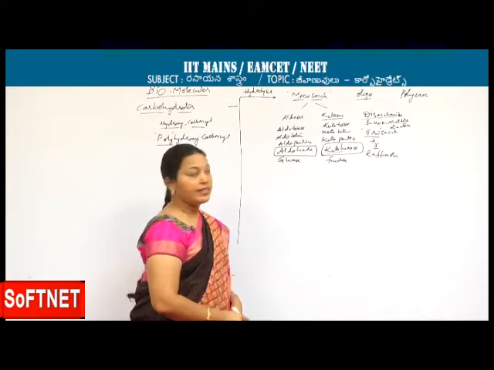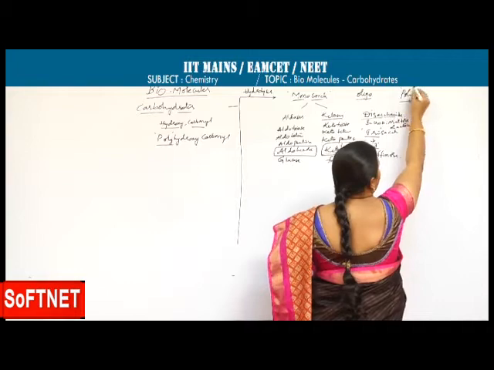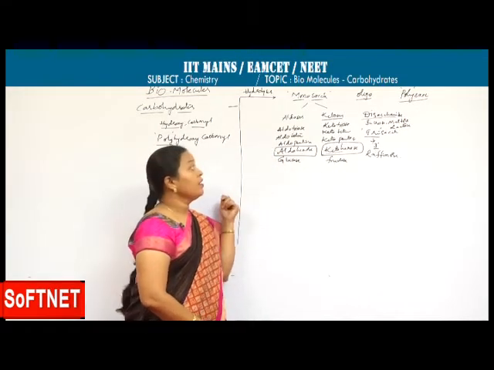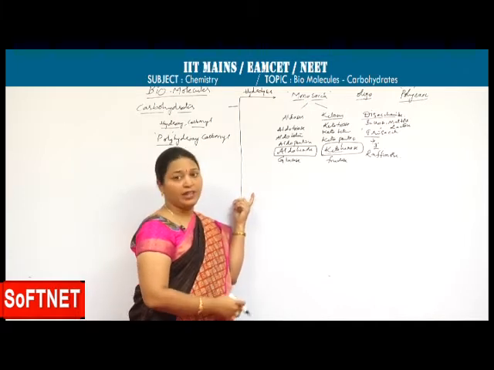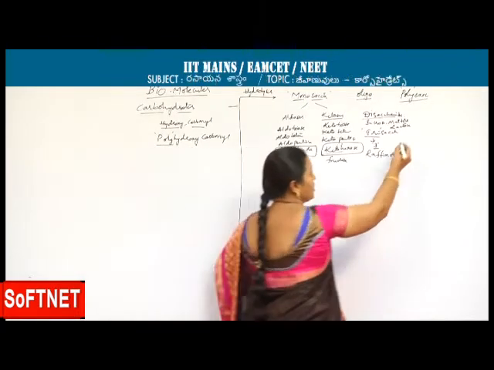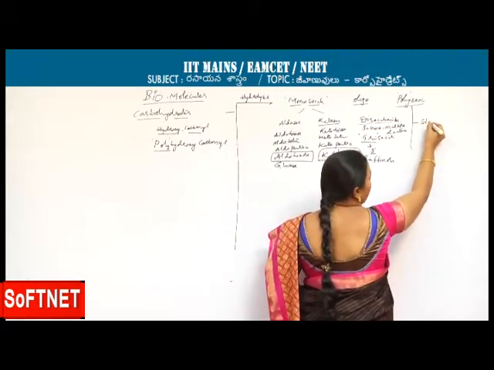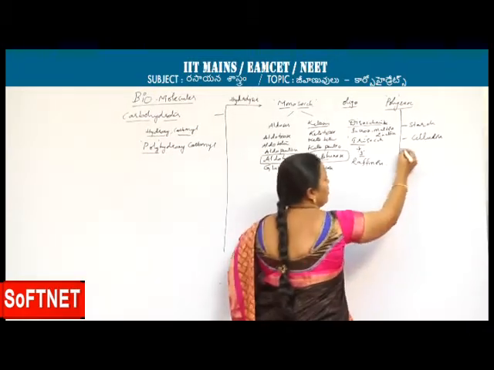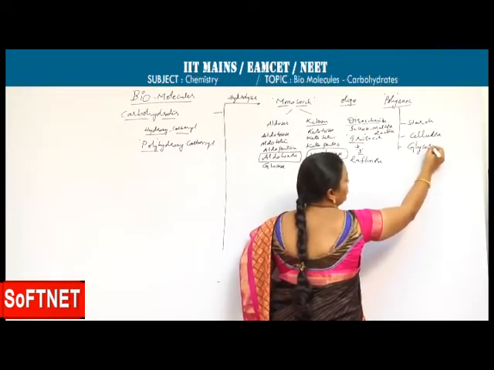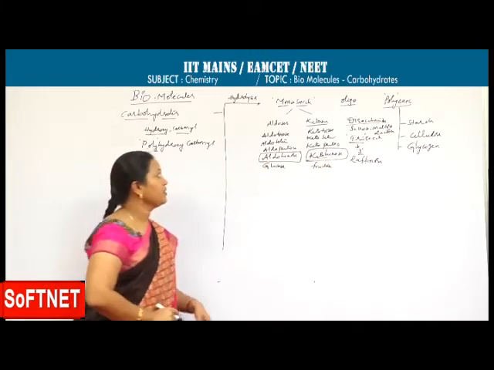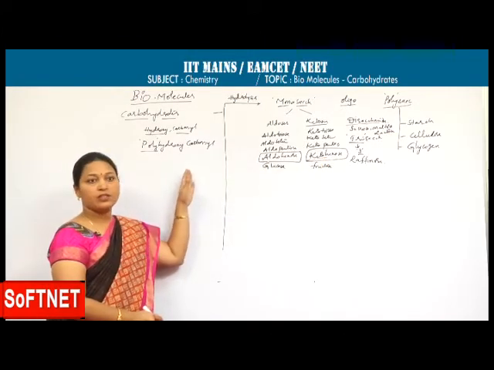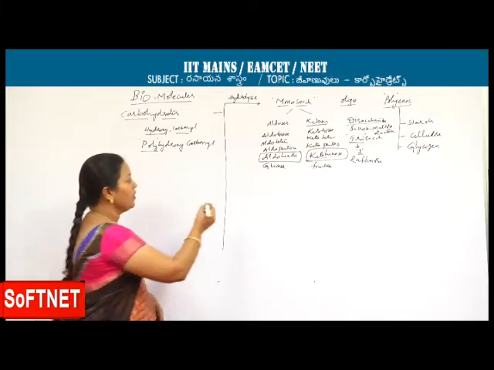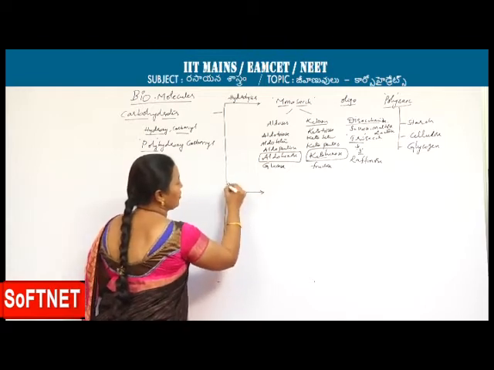Next comes polysaccharides. In the name itself, poly. When hydrolyzed, they produce 9 to many, or 10 and above, monosaccharides. Examples of polysaccharides are starch and cellulose, including glycogen. Glycogen also comes under polysaccharides. This is one of the simplest classifications based on hydrolysis: monosaccharides, oligosaccharides, polysaccharides.